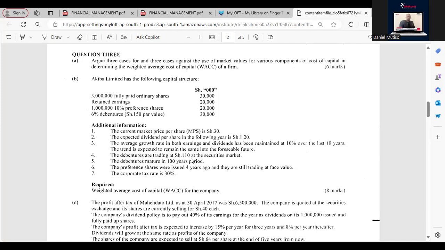Then the additional information. Number one, I just want to factor the aspect of the ordinary shares. Number one, we have been told the current market price per share is 30 shillings, right? The expected dividend per share in the following year is 1.20. They have given you the expected dividend, right? Now, the average growth rate in both earnings and dividends has been maintained at 10% over the last years, and we have been told the trend is expected to remain the same into the foreseeable future. Right. Number 4, number 5 to 7, we are not factoring them.